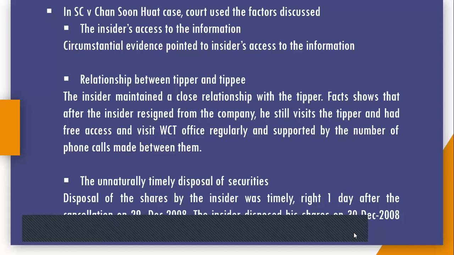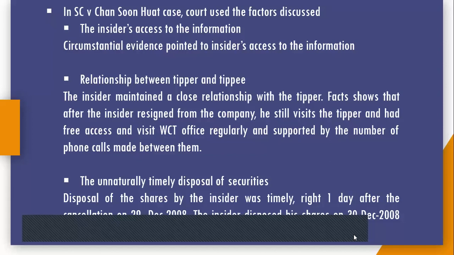So based on the balance of probabilities, because of the close relationship between the tipper and the tippee, this insider was shown to have that information. Even after he resigned, he could still go in and out freely and visit the company regularly. There were also phone calls between this insider and the tipper, I mean other directors in the company. So these are the factors that show the unnaturally timely disposal.